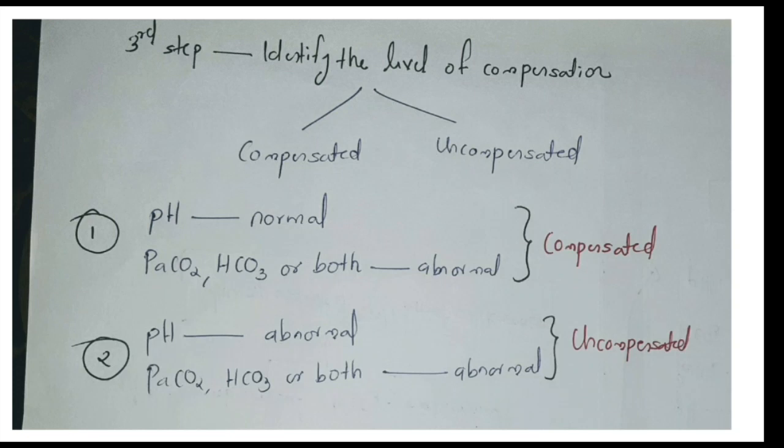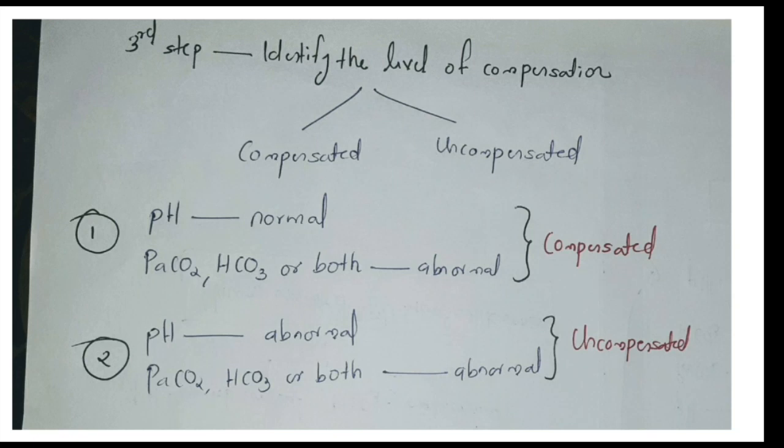The third step in interpretation of ABG is identifying the level of compensation. First step was identifying what is the state, whether it is acidic or alkaline. Second step was to identify the causative factor, whether it is respiratory or metabolic. Now third is to identify the compensatory level, whether it is compensated or uncompensated. I have already mentioned, it means whether any organ is trying to put an effort to bring back the pH into normal level. If it is, we say it is compensated. If no, it is uncompensated.